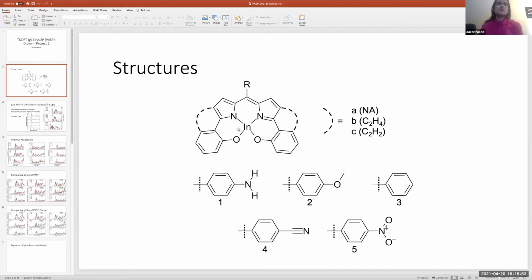And then also functionalizing the conjugated carbon backbones where these dotted lines are. And so the three different functionalizations for those are Na, which is nothing, so it's just vacuum in those spots, a C2H4 group, which would be a non-conjugated portion, and then C2H2, where it would be fully conjugated.